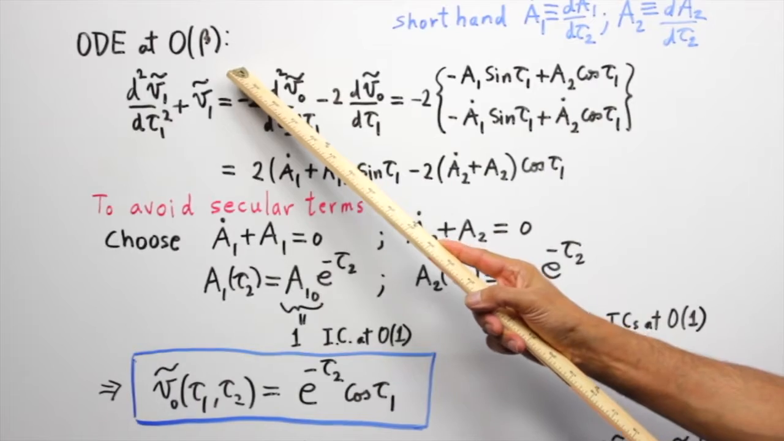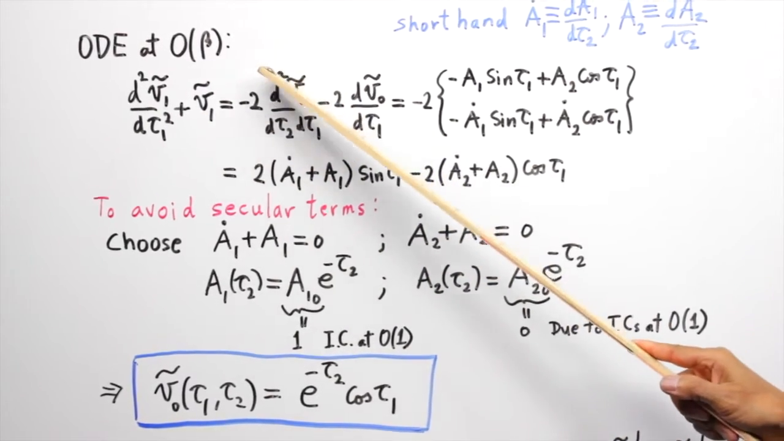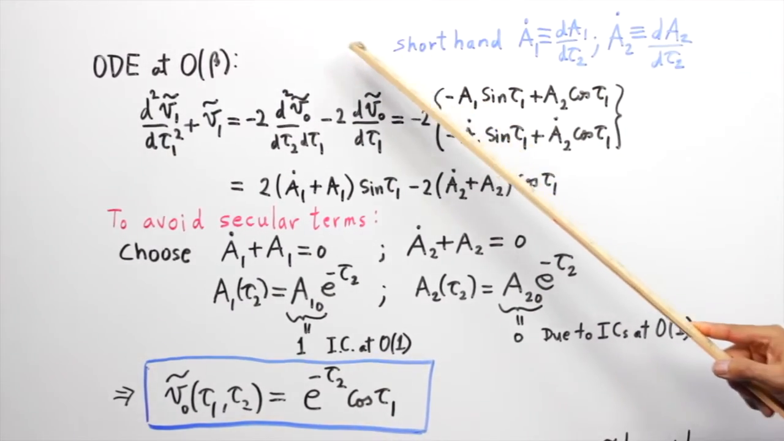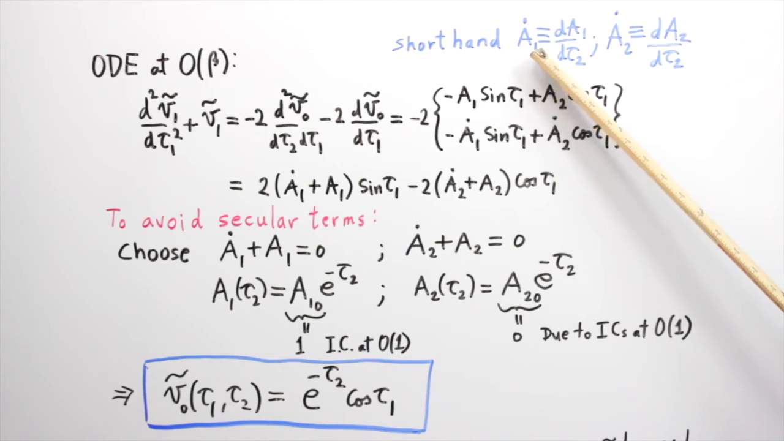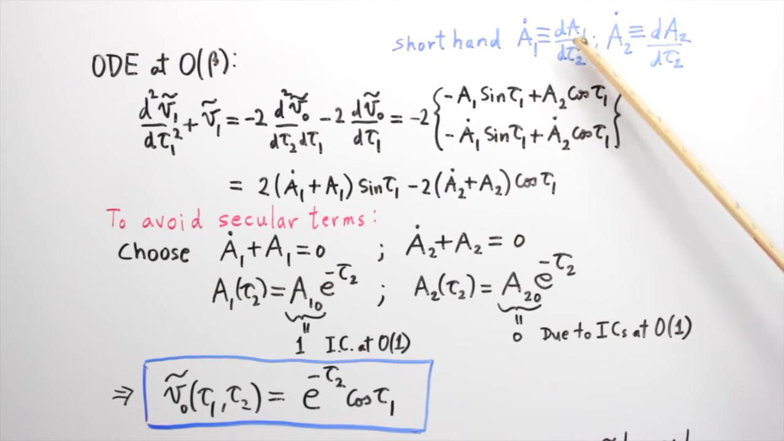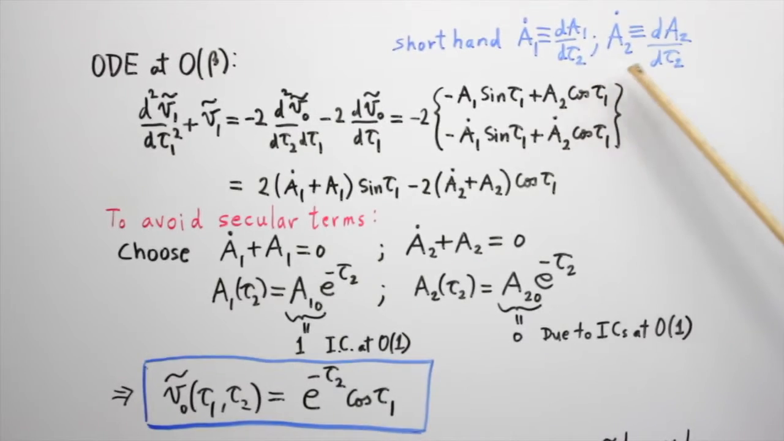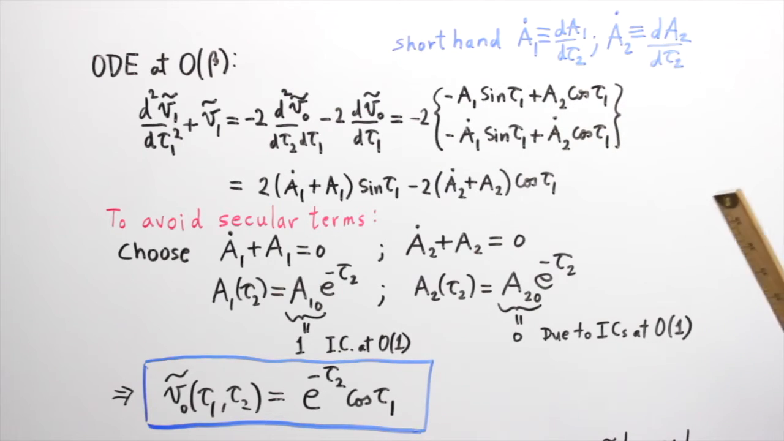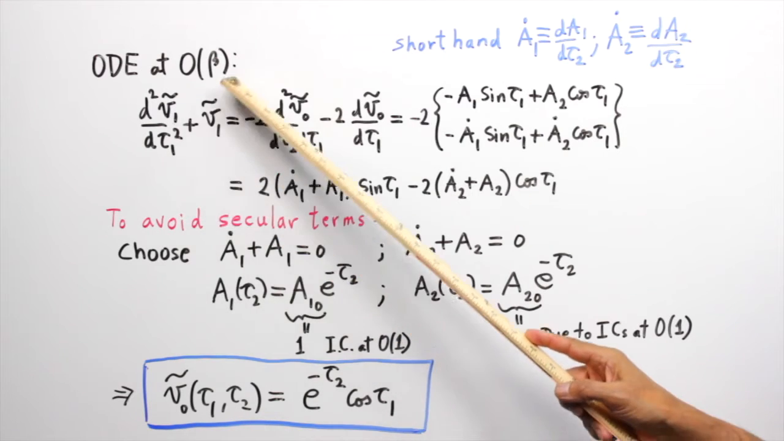We consider the ODE at the next order, at order beta, and in writing that out, we're going to introduce a shorthand. These coefficient functions that we have encountered before, we're going to need their derivative with respect to the slow time, so we use the shorthand that a1 dot represents the derivative of this coefficient function, which depends only on the slow time. So there's no ambiguity in this notation. This derivative with respect to slow time is simply referenced by putting a dot.